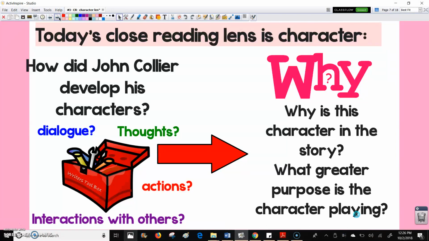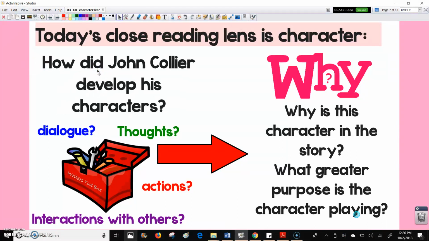Since our literary technique for the how is character, we have to focus on the different ways an author can develop character: dialogue, thoughts, actions, and the character's relationships or interactions with other characters. Those are all the very specific ways that an author can develop a character. It's part of the how.